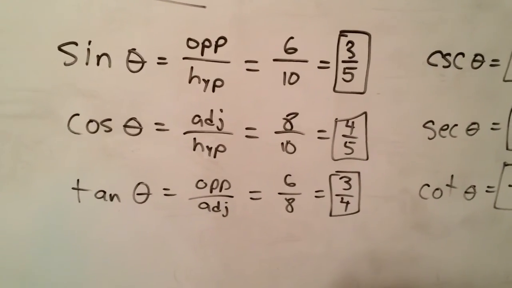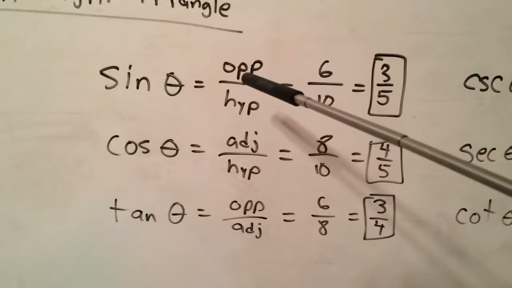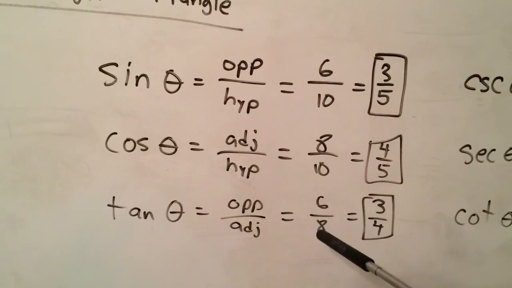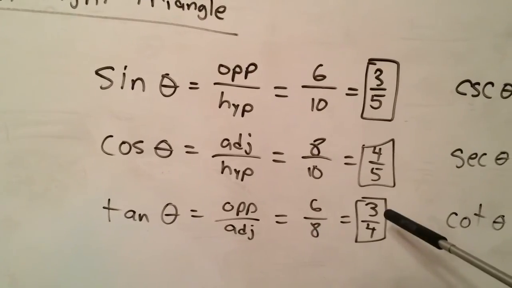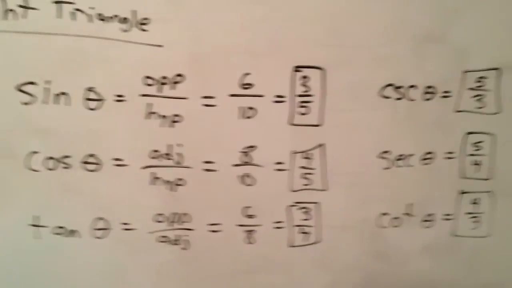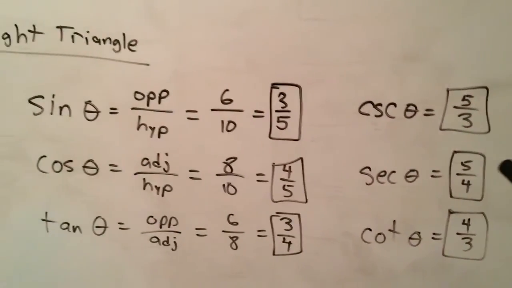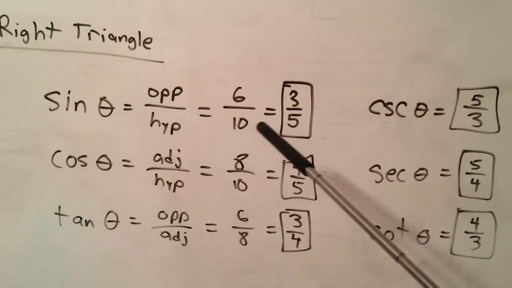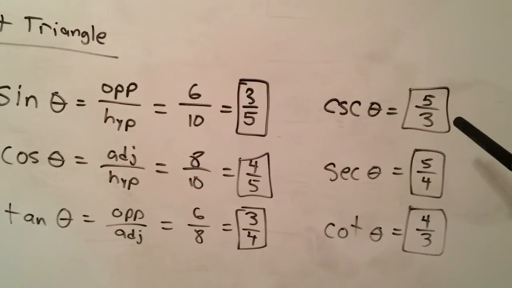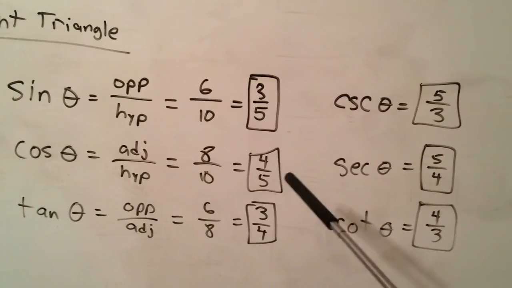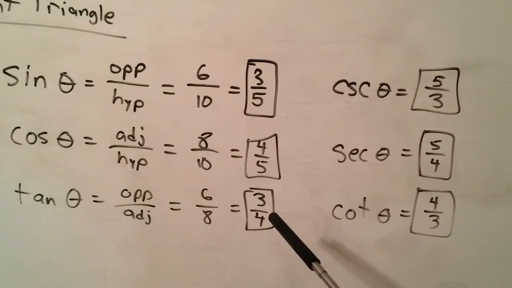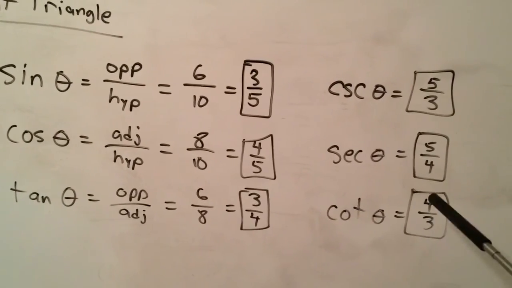Tangent is opposite over adjacent. As we saw earlier, opposite side is 6, the adjacent side is 8, so opposite over adjacent, 6 over 8, reduces to 3/4. The remaining 3 trig functions are simply the reciprocals of sine, cosine, and tangent. The reciprocal of sine is cosecant, 5 over 3. The reciprocal of cosine is secant, 5 over 4. And the reciprocal of tangent is cotangent, 4 over 3.